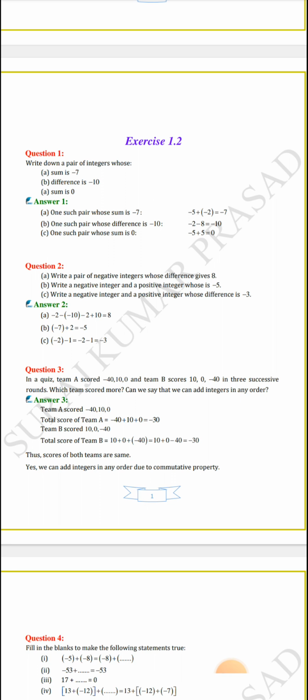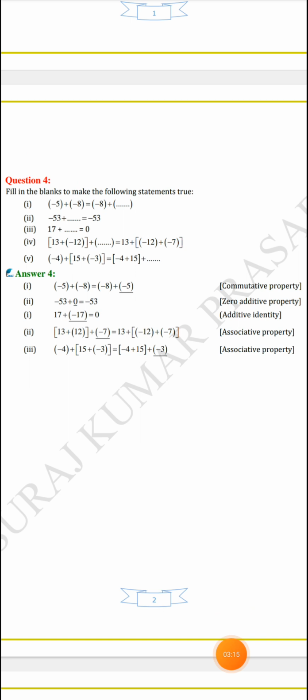They asked, can we say that we can add integers in any order? Yes, we can add integers in any order due to the commutative property. Question number 4. Fill in the blanks to make the following statements true. There are some statements and blanks given in these statements. We must fill these blanks to make the statement true.